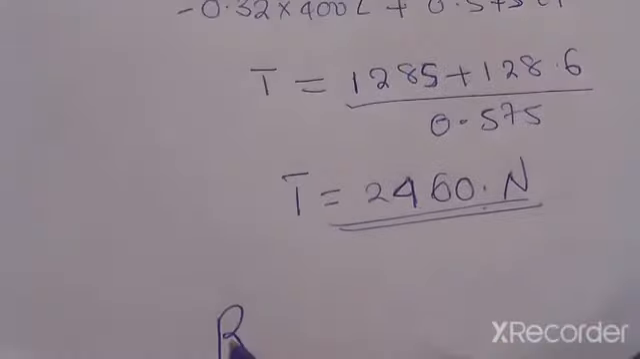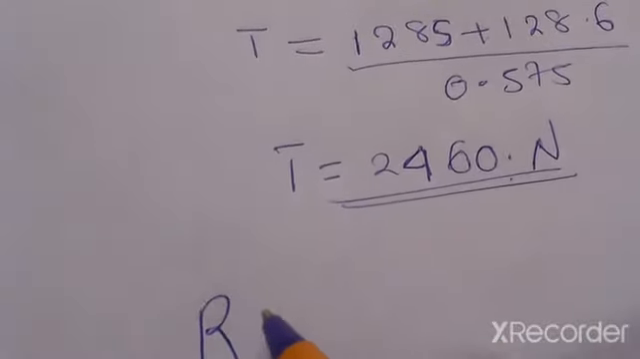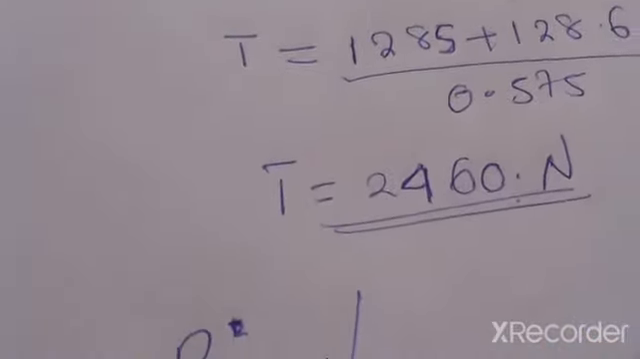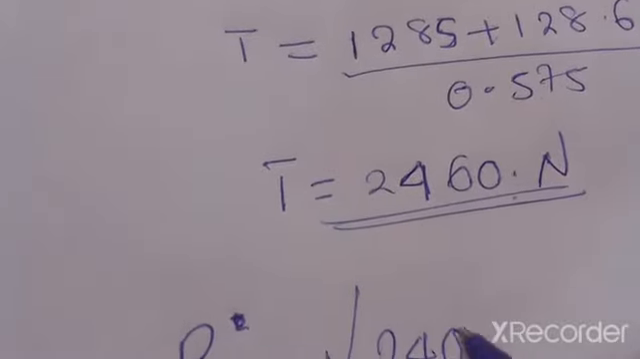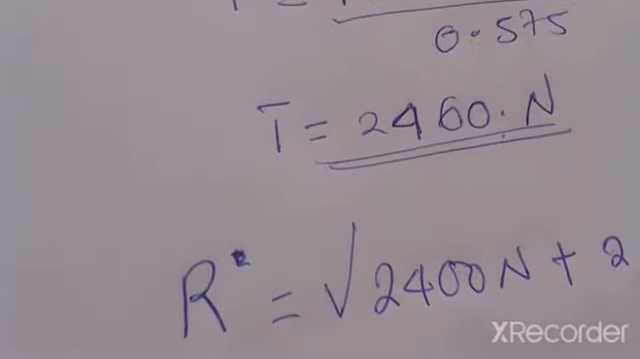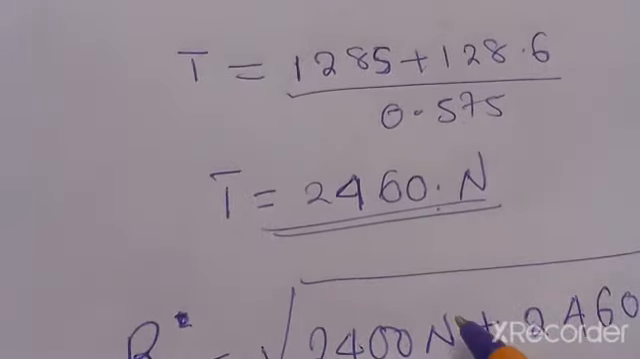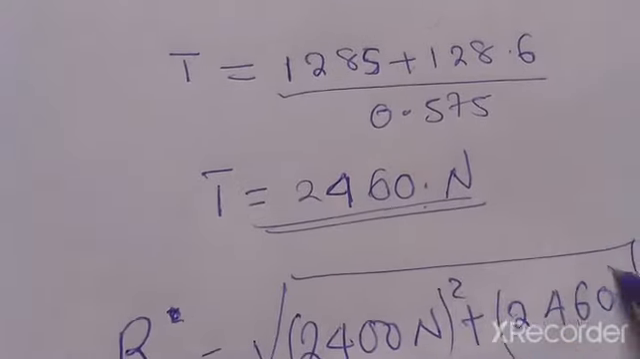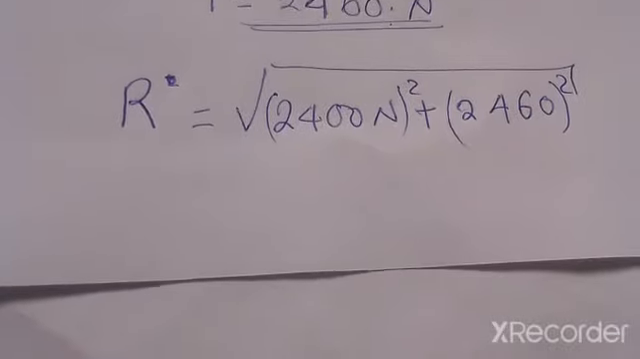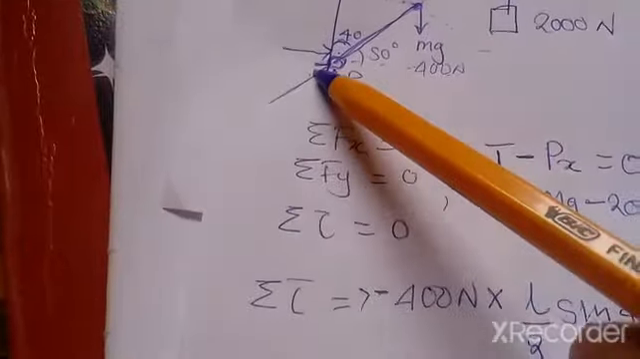Okay, so to find the resultant of this force, we are simply going to write R. Okay, the resultant R is going to be equal to, okay, we just find the square root already. So we have 2400 newtons squared plus 2460 squared. Okay, when you simplify this, you're going to get the resultant force that is acting here, this force. Okay, that's what you get.